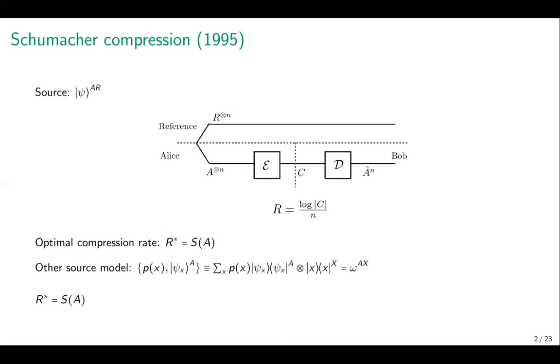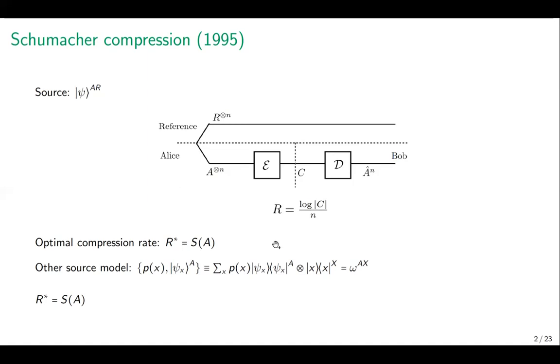The compressed information is then sent to a decoder, we may call it Bob, via a noiseless quantum channel, who wants to reconstruct many copies of system A from the compressed information in such a way that the correlations with the reference system are preserved. We can define the rate of the compression as the logarithm of the dimension of the compressed information over the number of copies of the system. So here we denote the number of copies of the system with n.